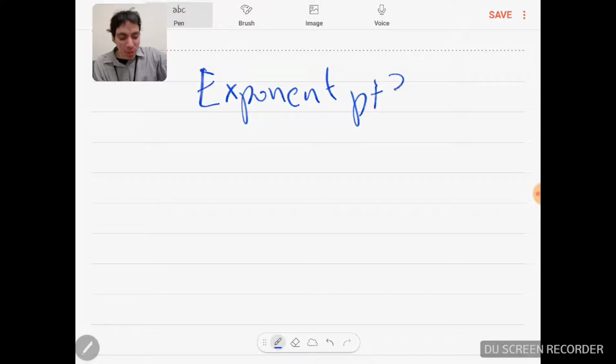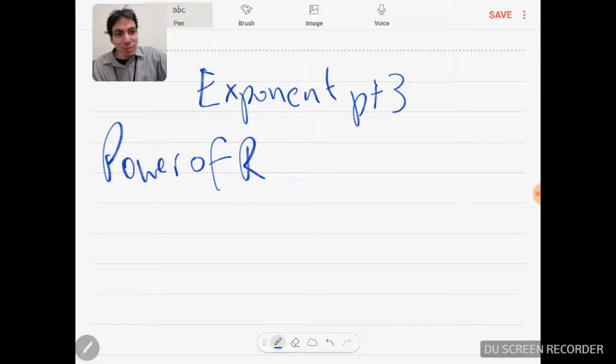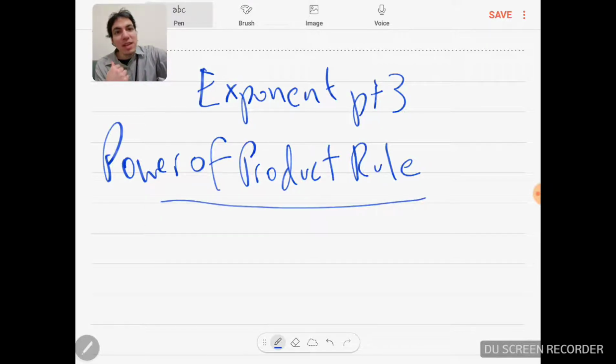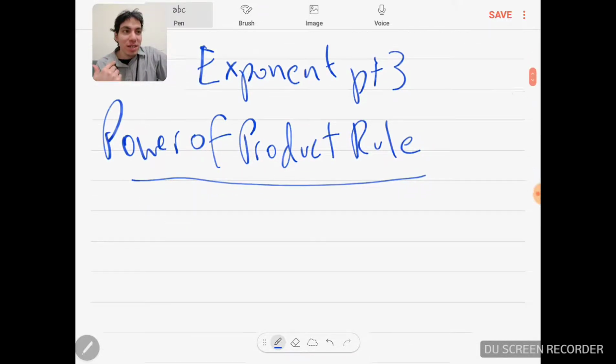Today we're going to talk about the third part of exponents, and the rule is going to be about the power of product rule. So before I even explain what it is, let's start off with an example.